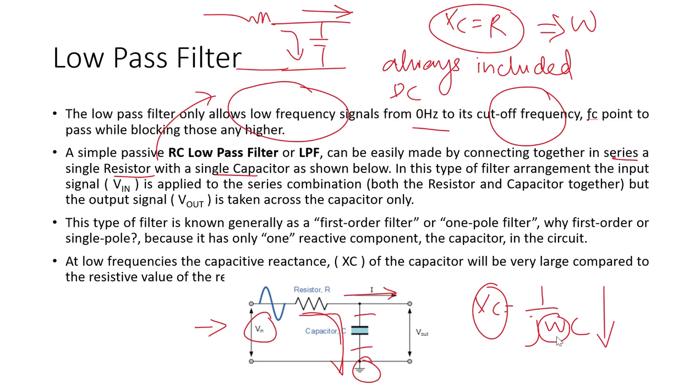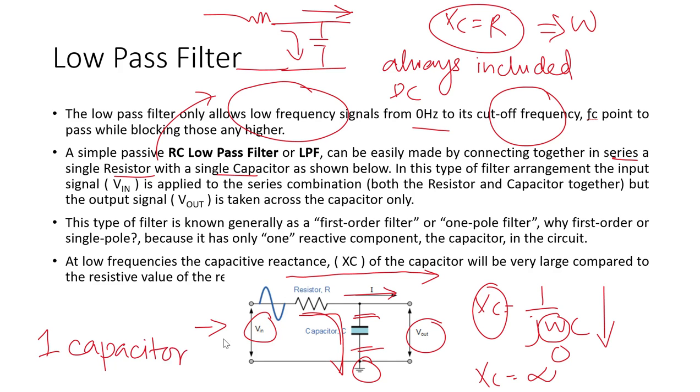Whereas if omega is low, let's say omega is 0, what will happen? Xc will be infinite. So this will be an open circuit for a low frequency. So the lower frequency signal would go directly to the Vout. So this is the case for such a filter. This type of filter uses one capacitor.